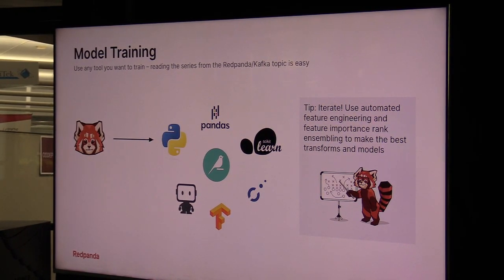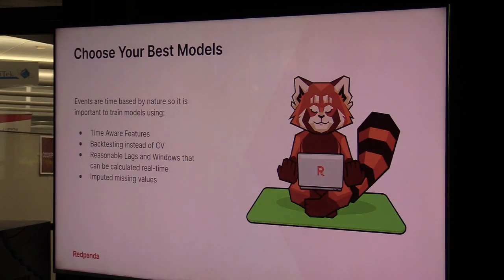You're going to use things like feature importance and rank ensembling to figure out which are your best features, which features are actually giving you the most signal, which ones are the most computationally expensive. Maybe I don't want to use those. It's basically very standard data science at the end of the day.